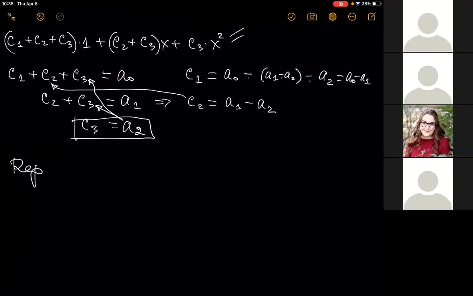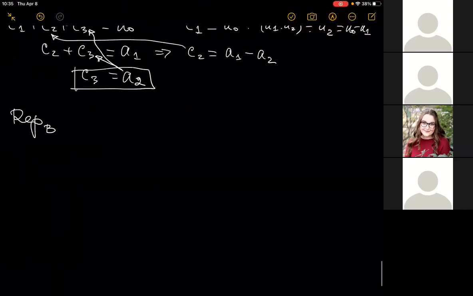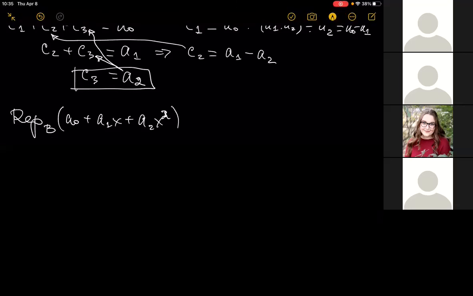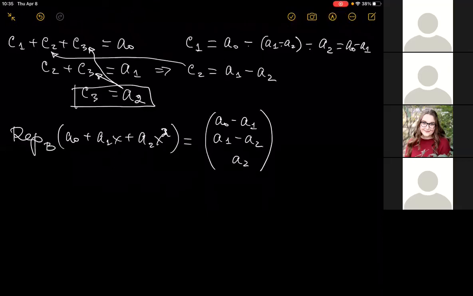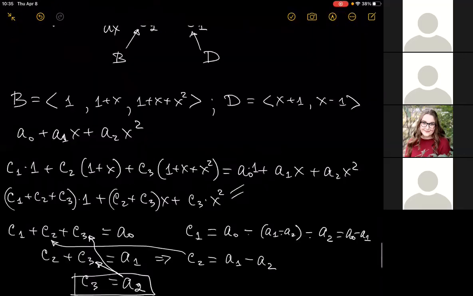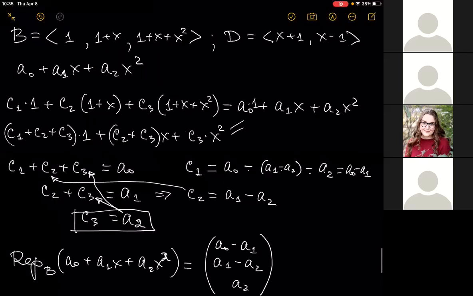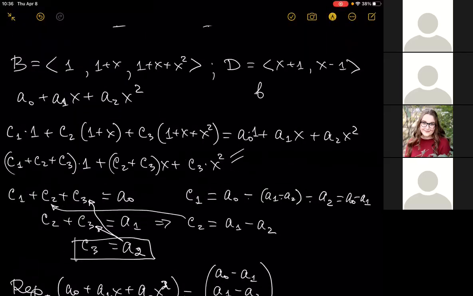the representation with respect to the basis B of A0 plus A1x plus A2x squared is nothing else but A0 minus A1, A1 minus A2, A2. Is it clear how I've done this or not? It's clear. Okay, perfect.